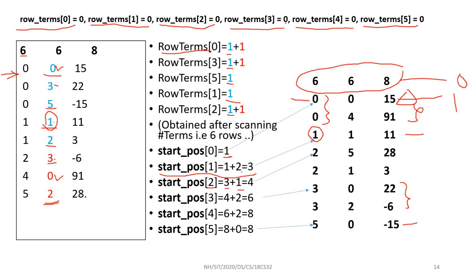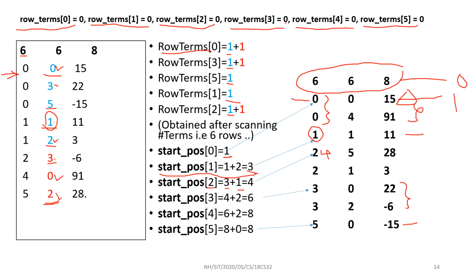Starting position of 1 is 3. 3 plus 1 is 4. That means the index 2 will start in row 4. 1, 2, 3, 4. Okay. Now, how many columns are there with the value 2? How many entries are there with column 2?